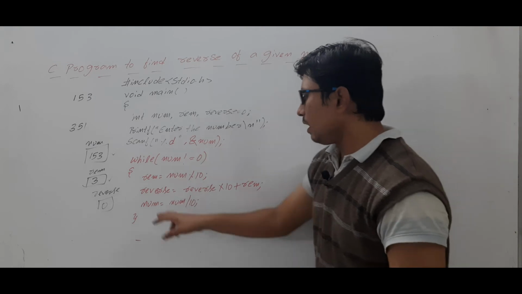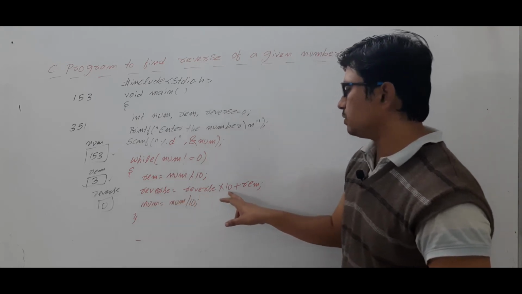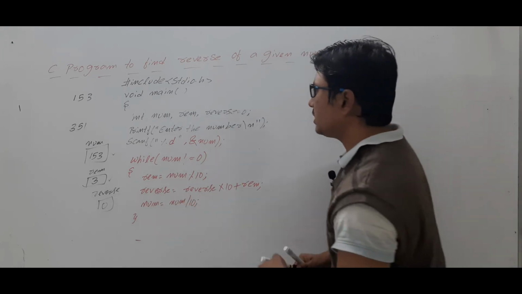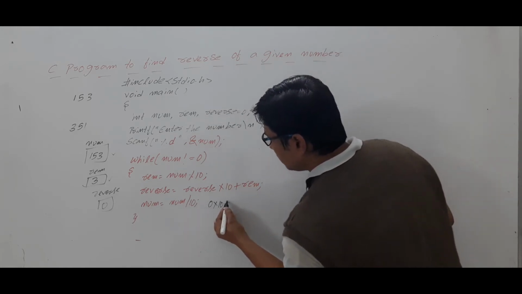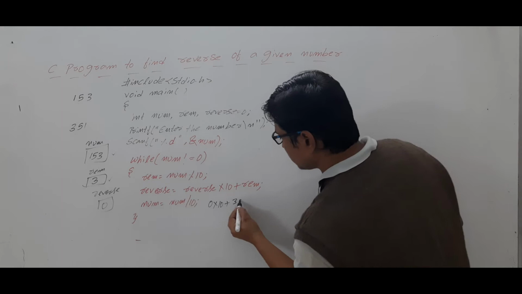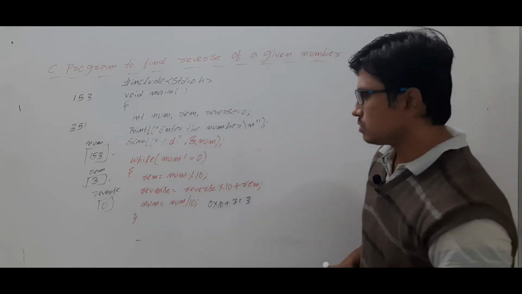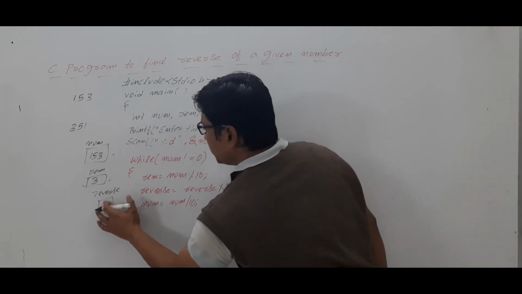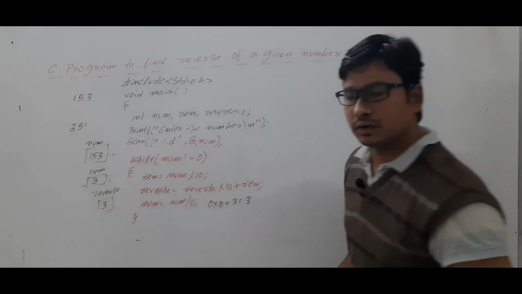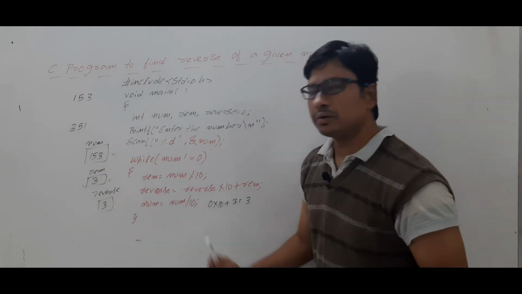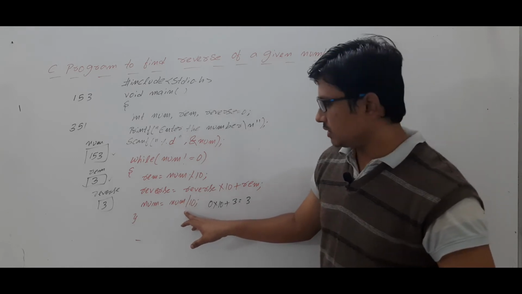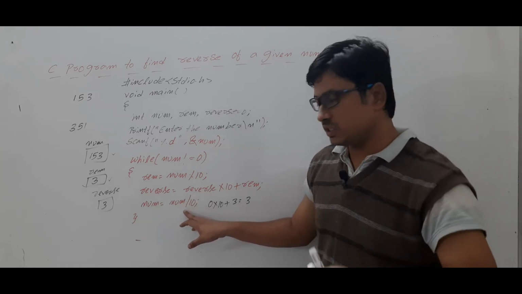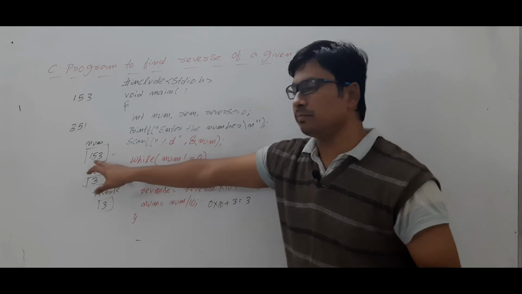Now reverse is equal to reverse into 10 plus remainder. What is the reverse? Initially it consists of 0. So 0 into 10 plus remainder gives 3. So you are updating the reverse to 3. Good. Now num is equal to num by 10. What is the division? It is an arithmetic operator which will give you the quotient. So 153 is the num.